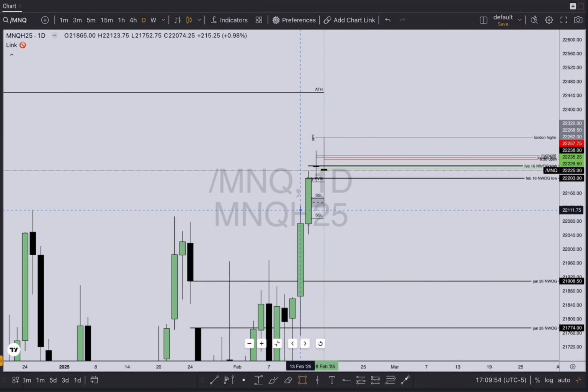We're clearly in a bullish trend. We may see some sort of retracement into these inefficiencies, or we could see a continuation in price, but most likely I would have wanted to see a retracement into this inefficiency, at least this, right? So that's what we get on the daily chart.